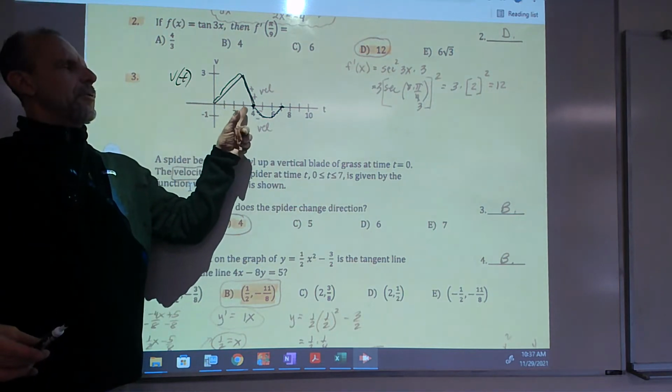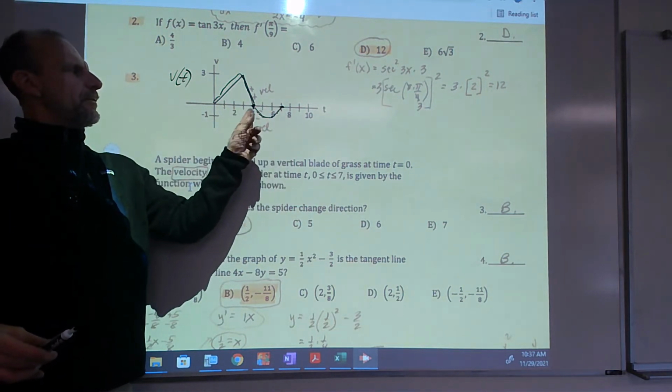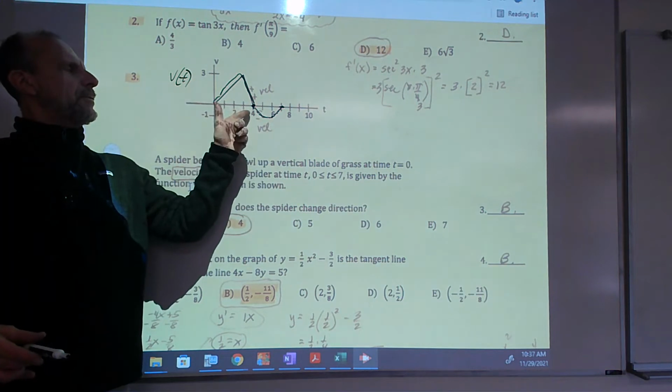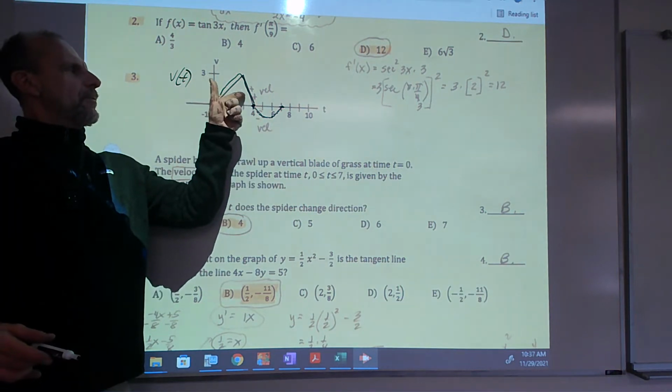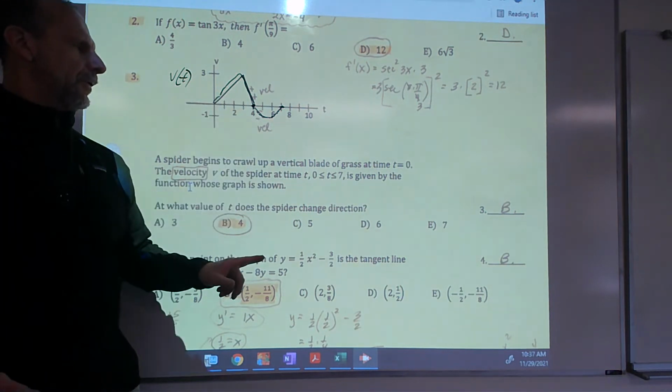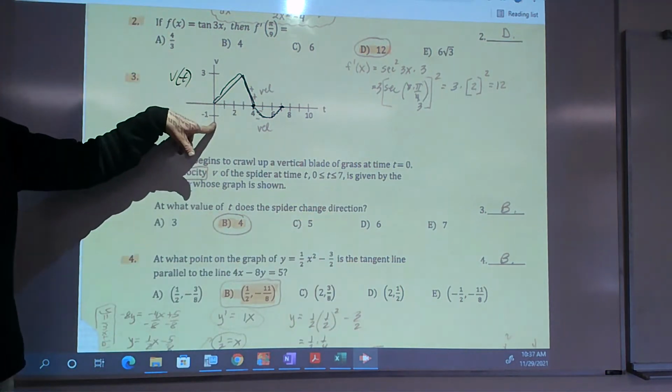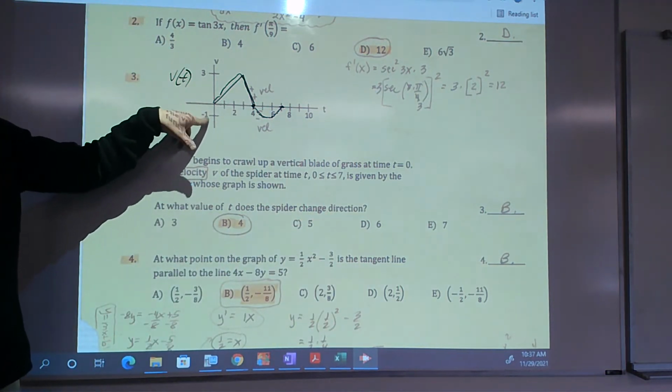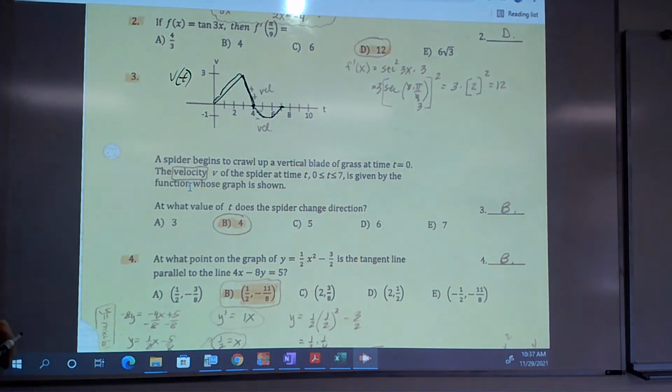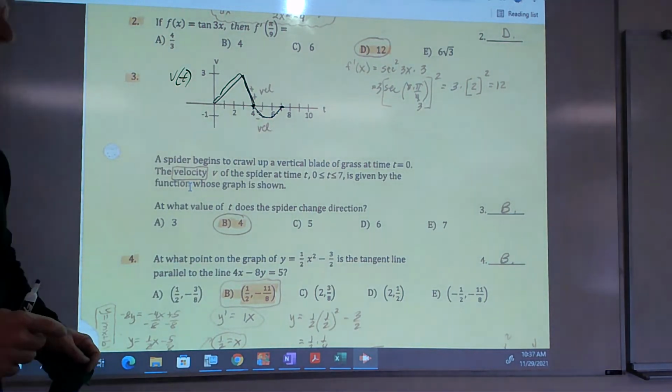He changes directions only at 4. He stops at 7, 4, and 0, but he actually changes directions from forward to backward at time 4. There's your answer right there. Actually, that would be an easier one. I would hope you'd be able to get that one right there. All right, next one.